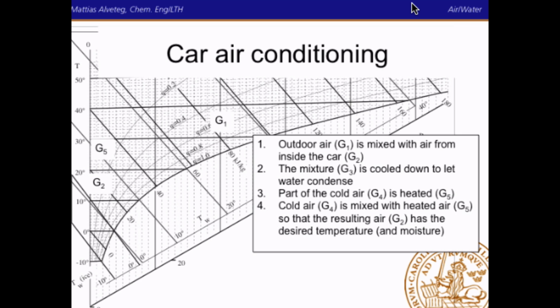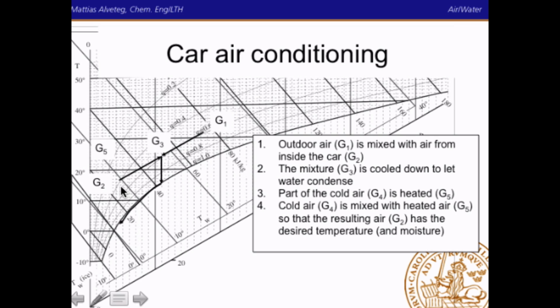So the last thing we're going to talk about today is air conditioning. If you, for example, have air conditioning in your car, what happens is that outer air is mixed with air from inside the car. So you have G1 and G2 here, and you mix those and end up with a mixture in between here somewhere. The G3 here has far too much water in it, so we cool that down to the dew point, and we continue to cool it down even further to lose some water.